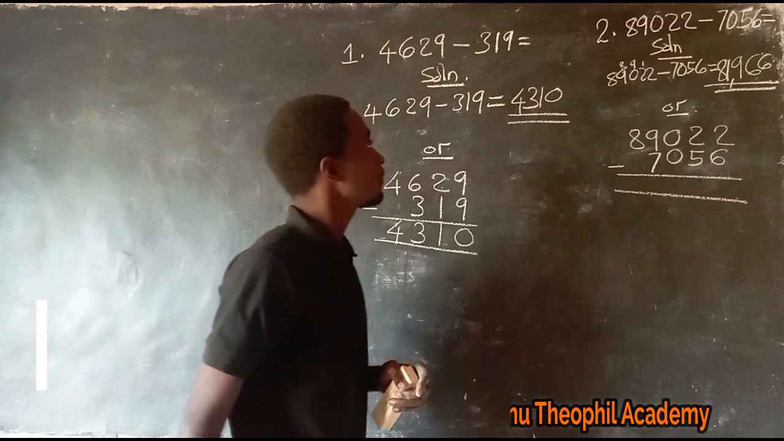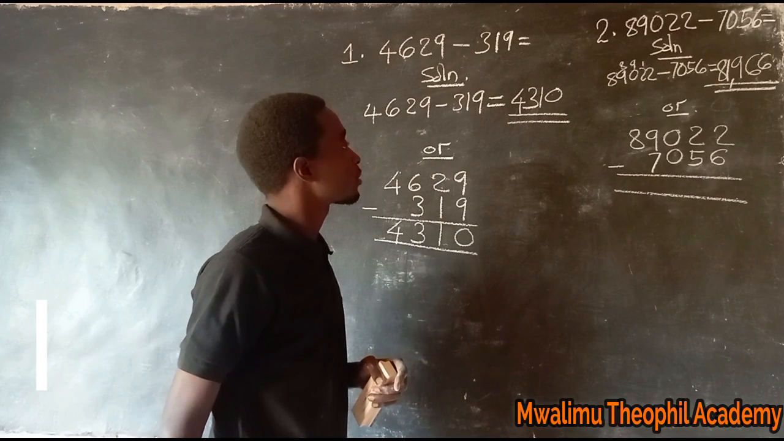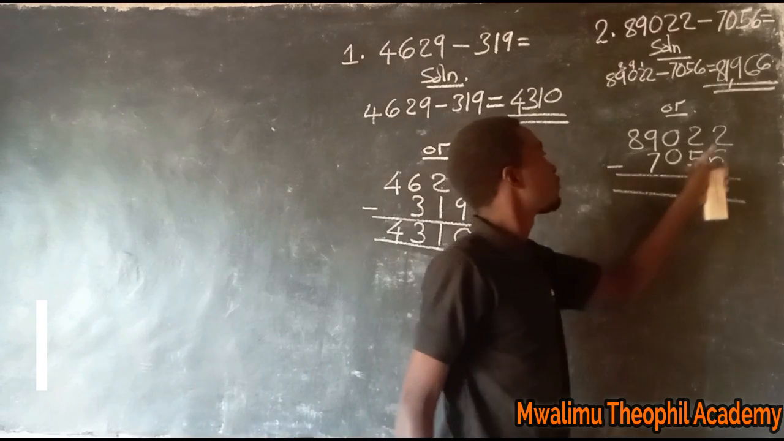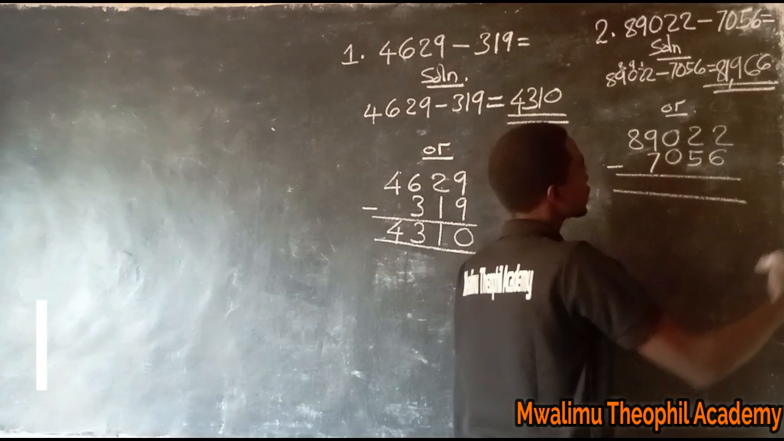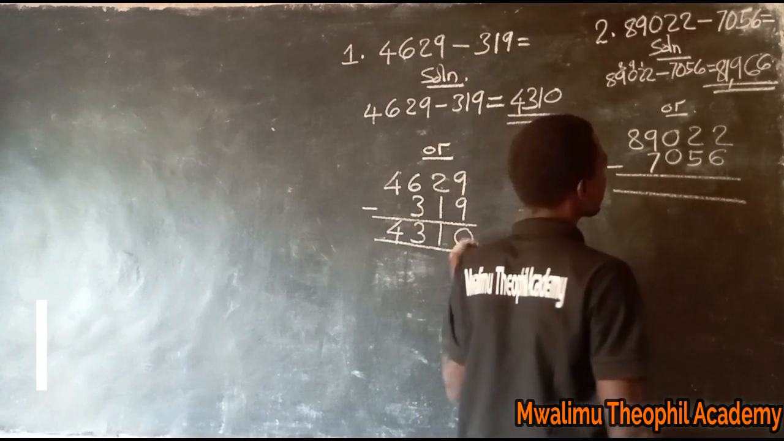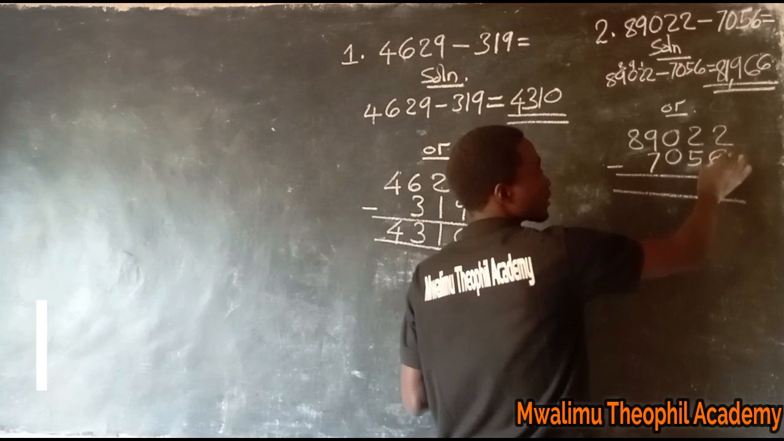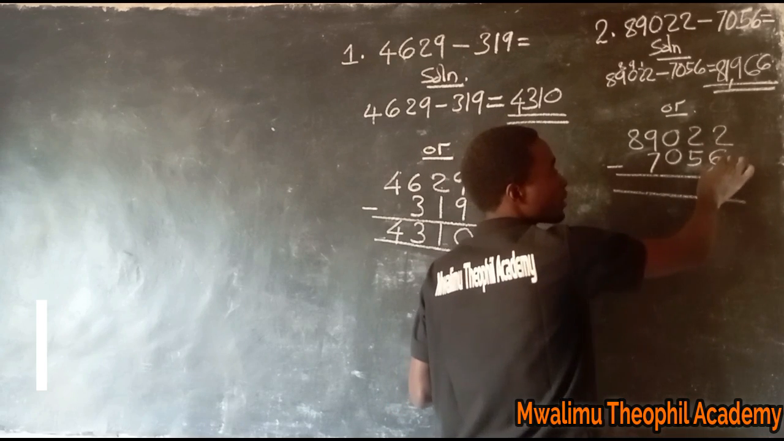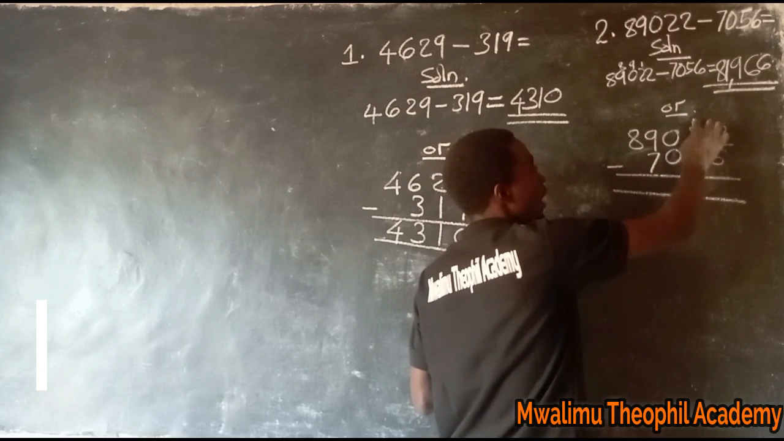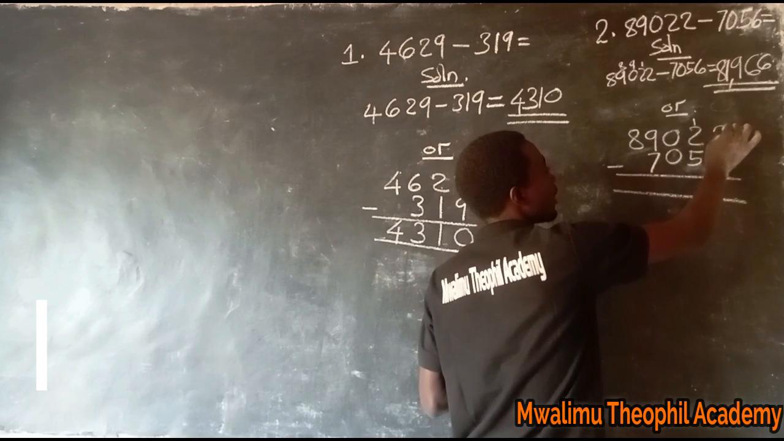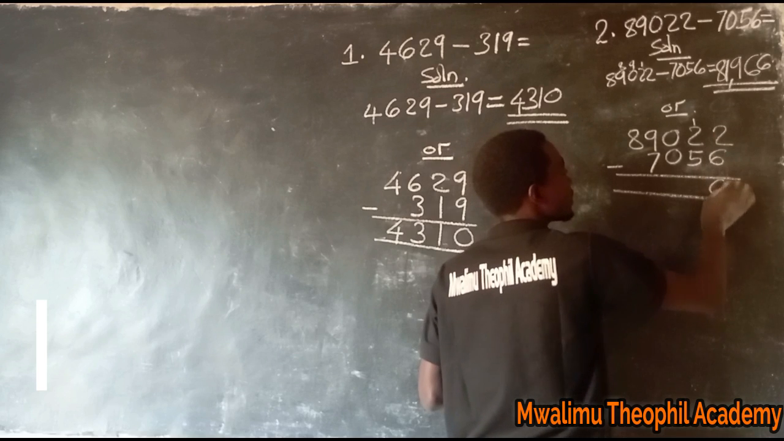After putting this equal sign, we are going to start with the digits which are on the most right hand side to the left hand side. Here we have 2 minus 6. It is impossible as 2 is smaller than 6. We borrow 1 from the next digit, and we take this 1 here. Here it becomes 12 minus 6, where we get 6.